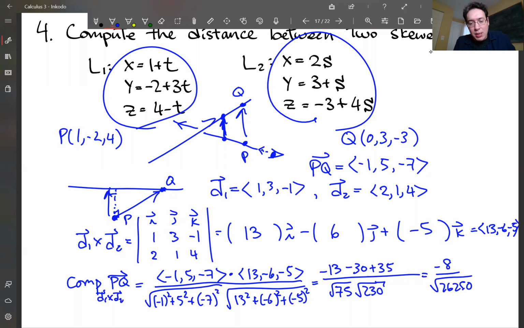Okay, the distance can't be negative, but I just take the absolute value of this, right? It's because the normal vector that we got was pointing in the opposite direction from the actual line. But that's how we compute that one.